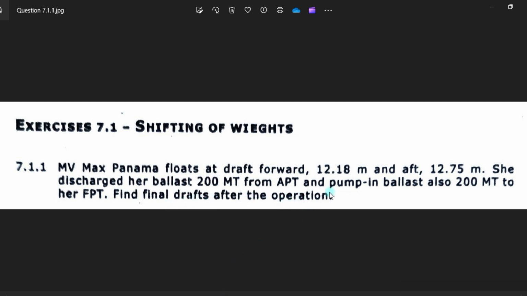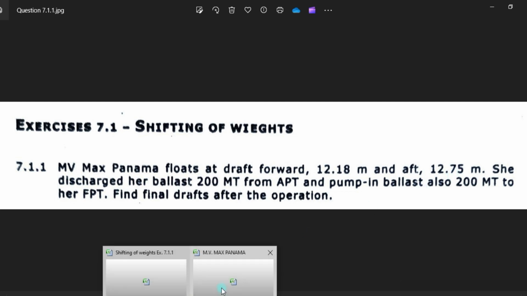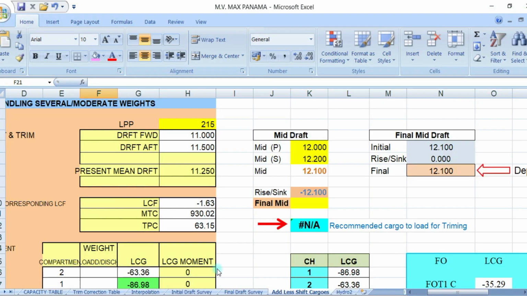Okay, so forward draft will be 12.18 and 12.75 up. So we put that in our program. 12.18, so forward will be 12.18 and updraft will be 12.75. Okay, so his main draft will be 12.465. This will be the main draft.